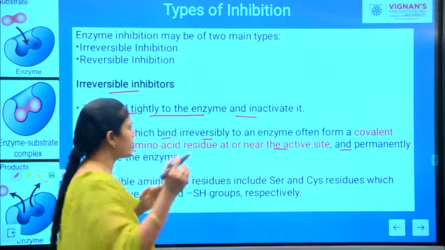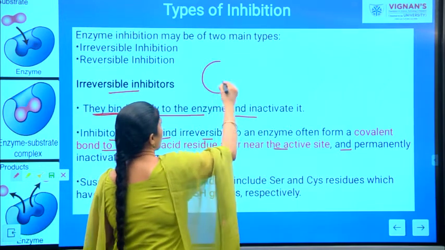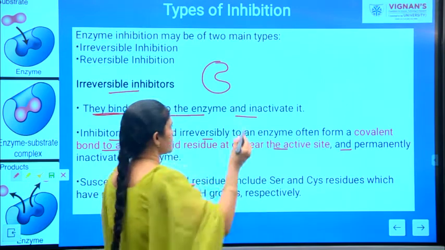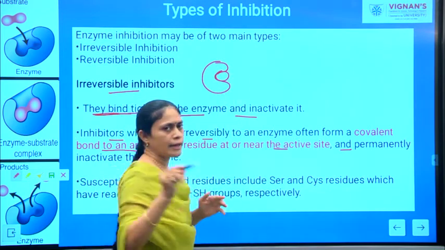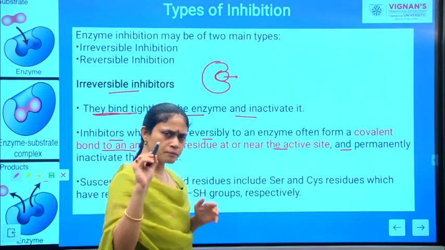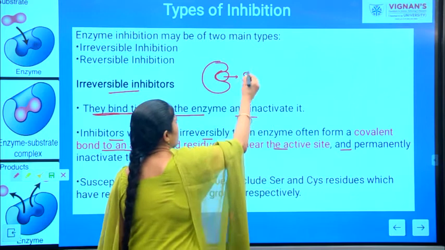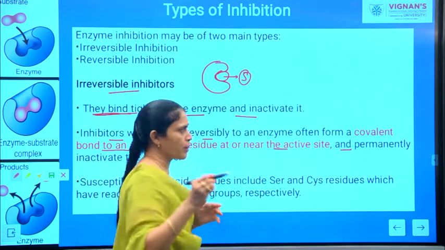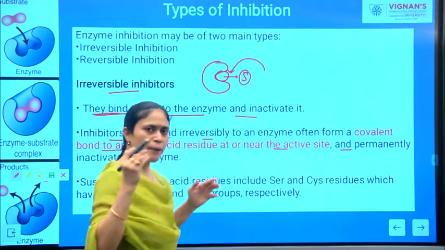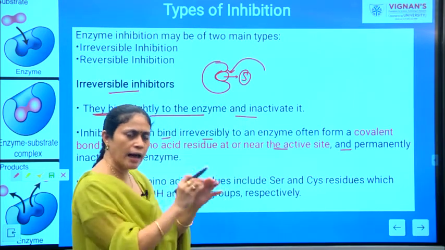So what is an inhibitor doing? Just think that this is your enzyme molecule, and definitely you know that every enzyme has a site which is your active site, which is specific for binding to your substrate molecule. Now, what is an inhibitor doing? It is going and binding to the amino acids that are present in the active site.